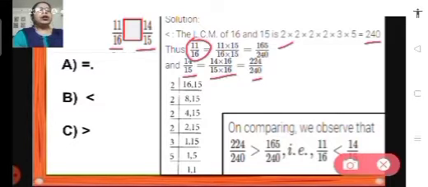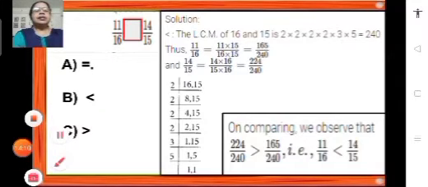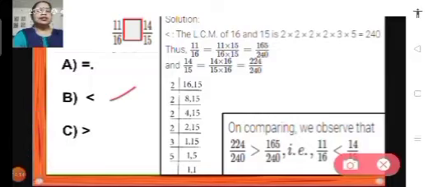Okay. So, on comparing 224 upon 240 and 165 upon 240, which one is the greater one? Obviously, the one with the greater numerator, that is 224, is the greater one, isn't it? So, 224 upon 240 is the greater one. That means which fraction is greater? It is 14 upon 15, isn't it? So, which is the correct answer? Option B is the correct answer.